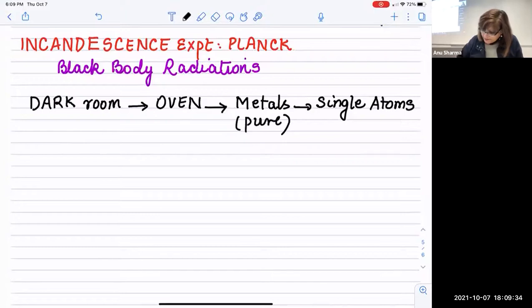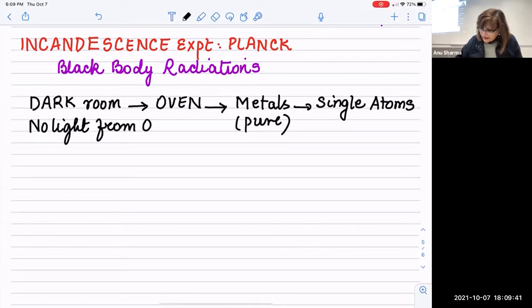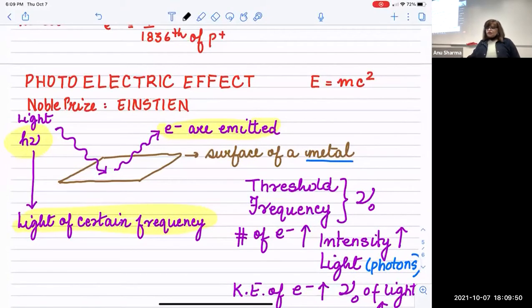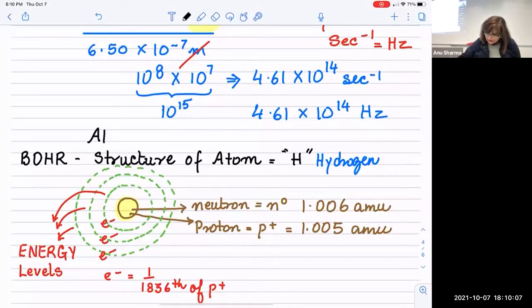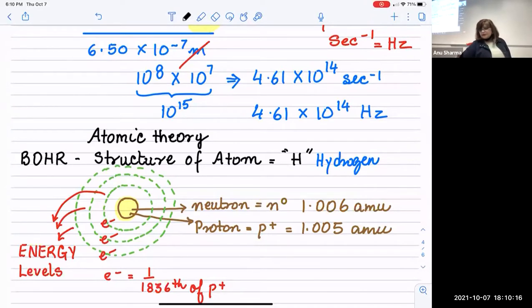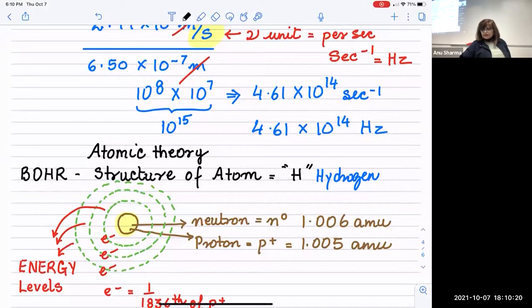No light is coming from outside. How difficult this must have been. The reason he was trying to do that: we understand that you strike light on the surface of a metal and it begins to emit electrons, so the electrons are undoubtedly present there. And Bohr came up with the atomic theory. This is just a theory. Dalton said that all substances are made up of atoms, and Bohr said yes, this could be the structure of atoms. So this is just a theoretical piece.